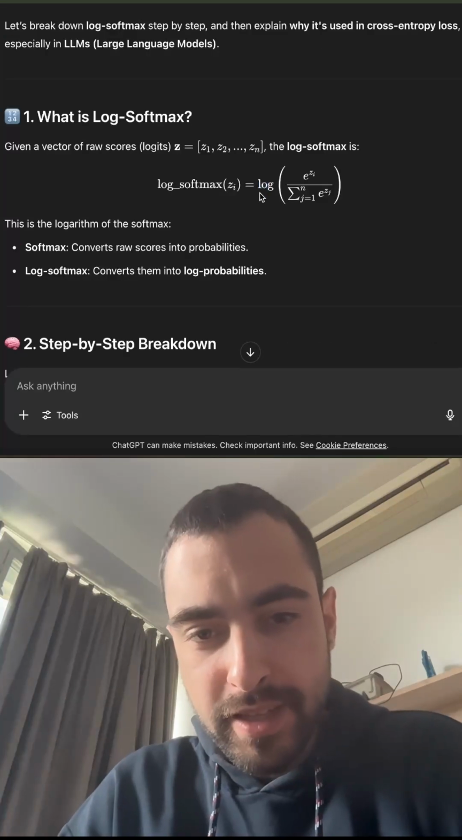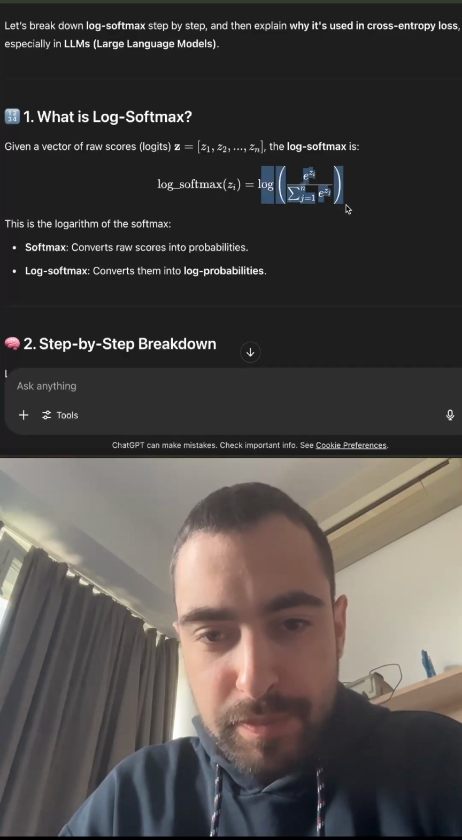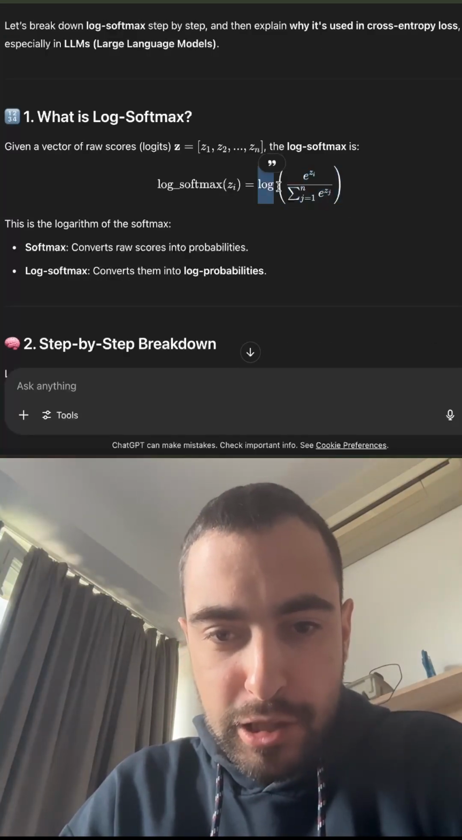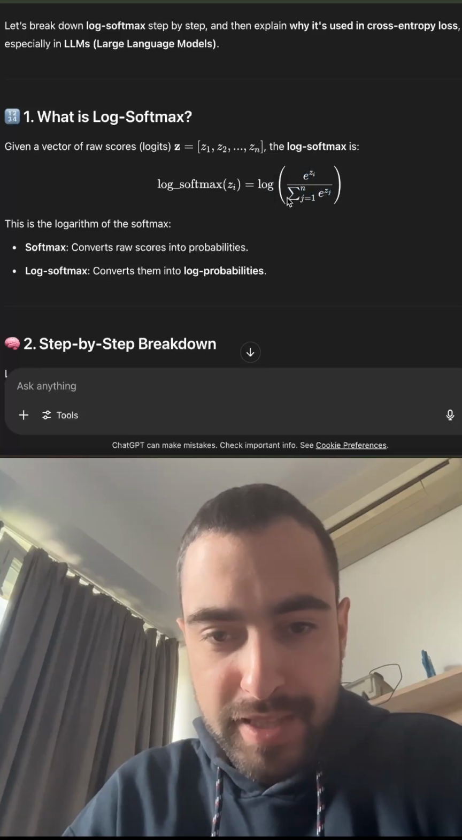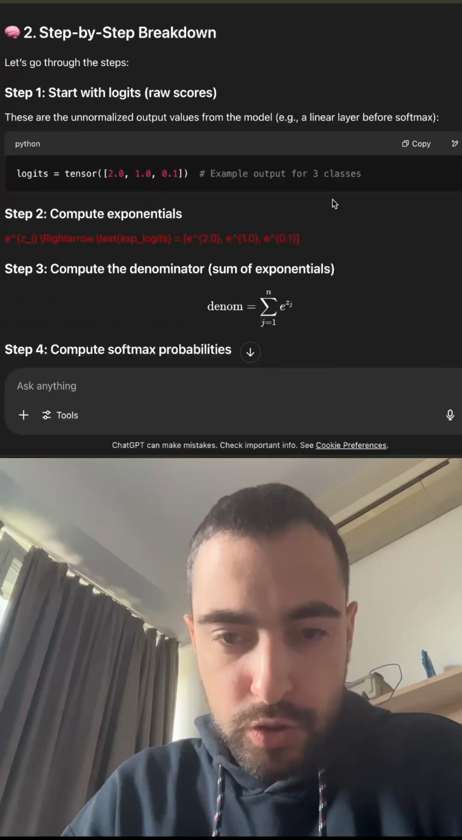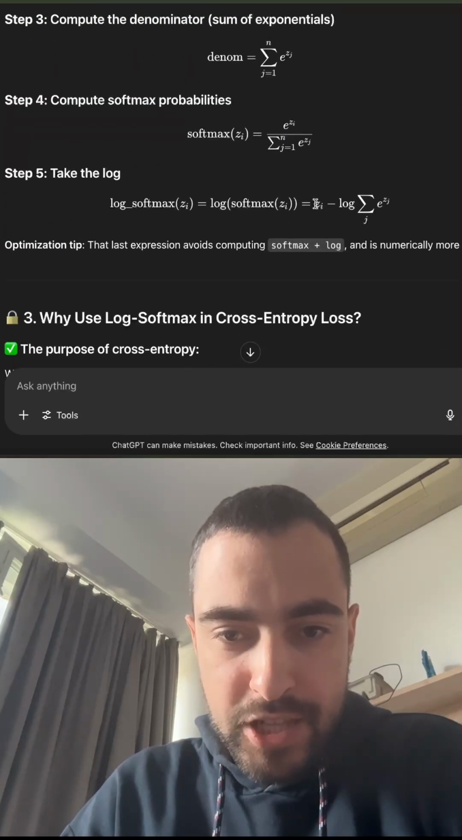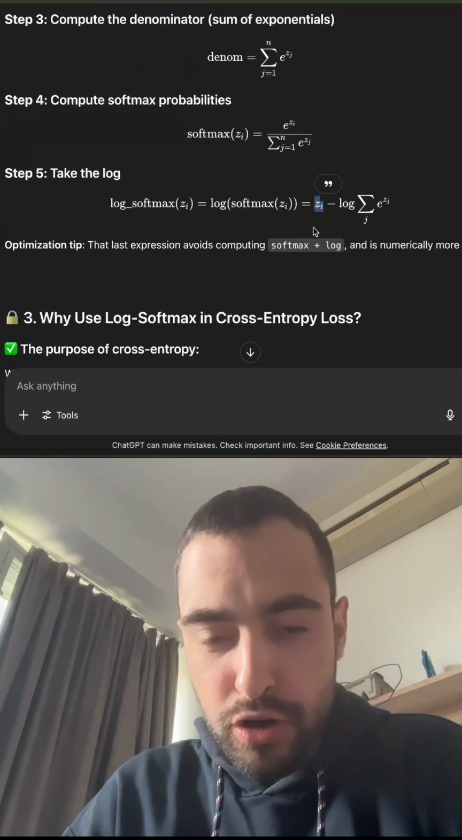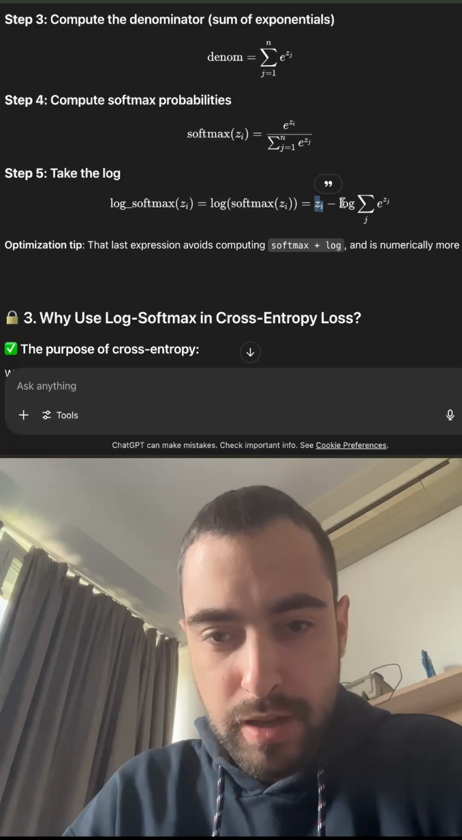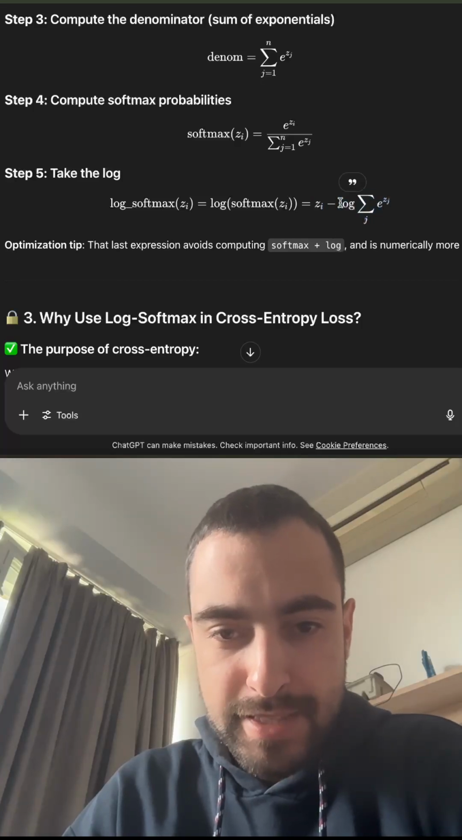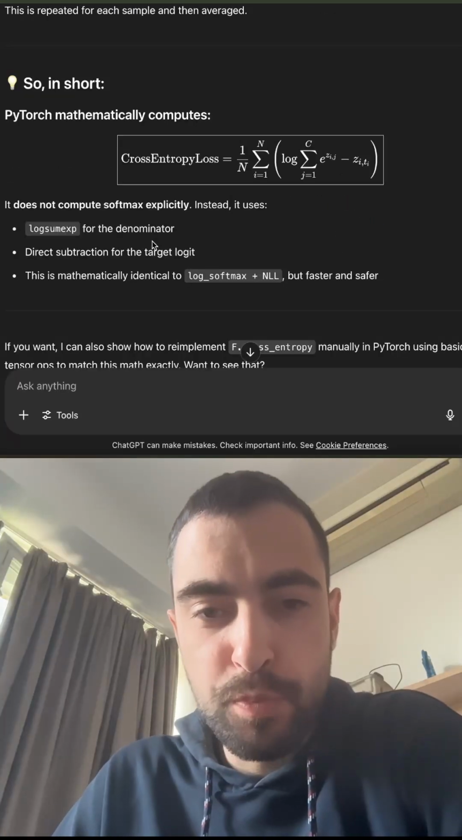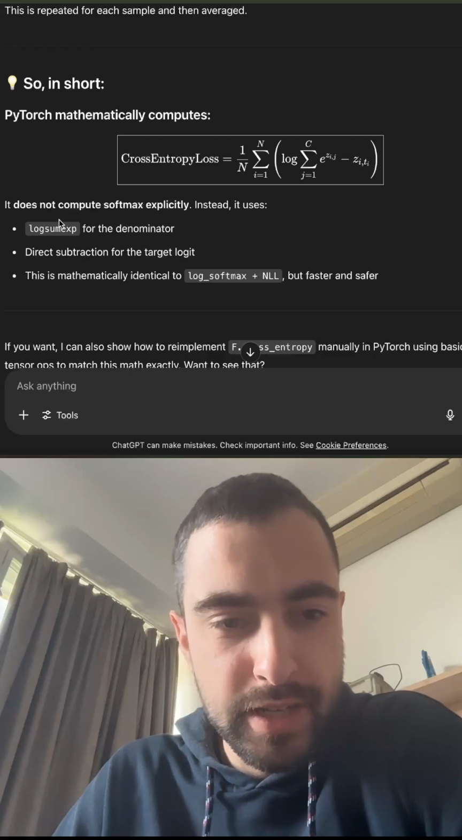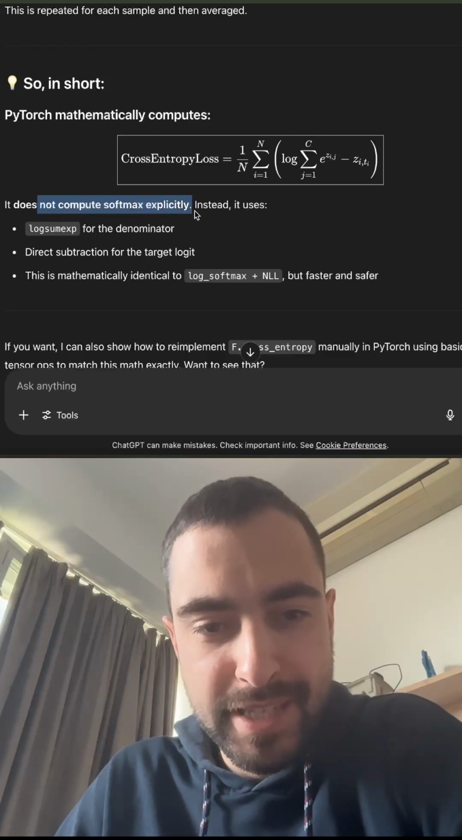And a little mathematical trick: this same expression can be expressed as log of the numerator minus log of the denominator. So then we will get just z_i, because log of e cancels out, minus log of this. It's a simpler expression. So PyTorch is using this little trick. So it does not compute softmax explicitly.